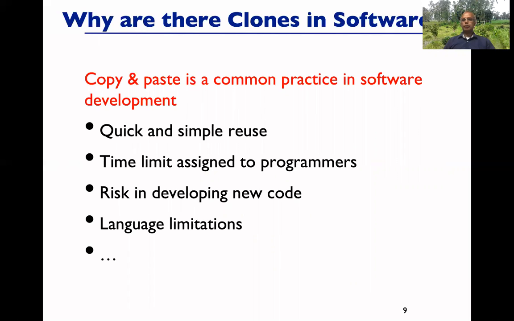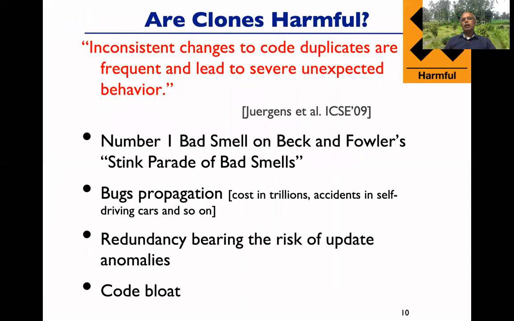You can just take something from Stack Overflow and maybe you can use it for your context, right? Sometimes developers are given time limits, so they are forced to make copy and paste. And another interesting aspect is, of course, if you have something already working, you feel confident reusing it by copy and paste and by making changes, right? Sometimes some languages, of course, do not allow you to do procedural abstraction and you are forced to make copy and paste, right?